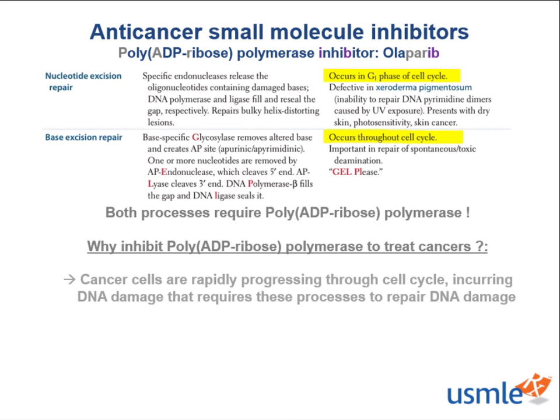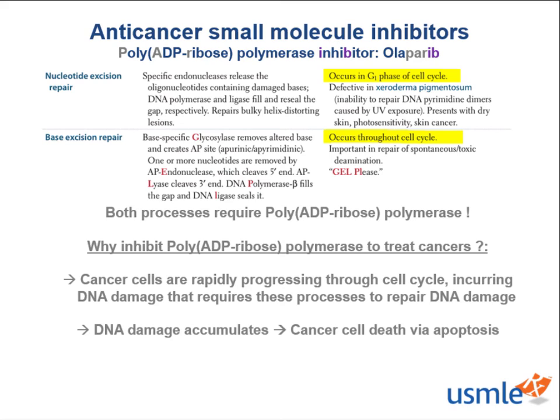Moreover, cancer cells are rapidly progressing through the cell cycle, incurring DNA damage that requires these two processes to repair that DNA damage. By inhibiting poly-ADP ribose polymerase, these processes cannot fully repair that DNA, leading to an accumulation of damaged DNA within the cancer cells. This accumulation of damaged DNA subsequently causes cancer cell death via apoptosis.